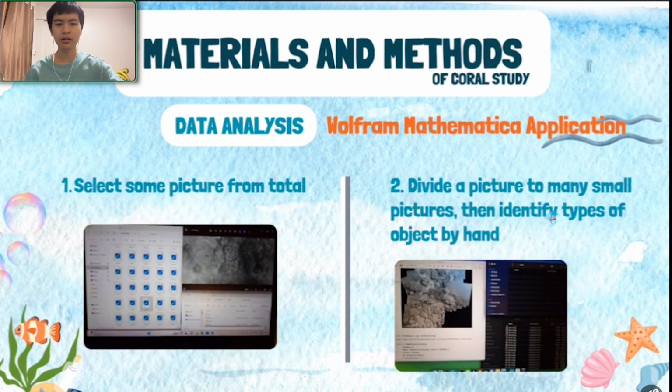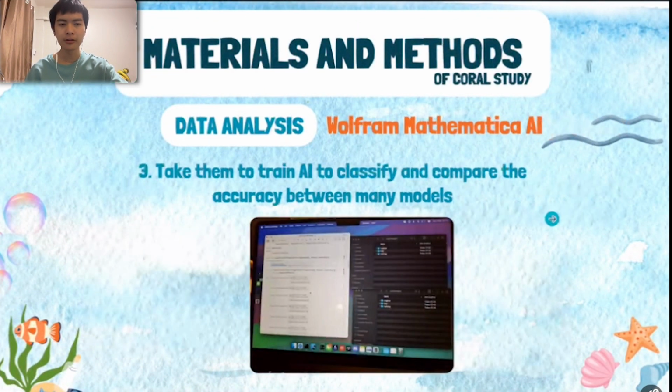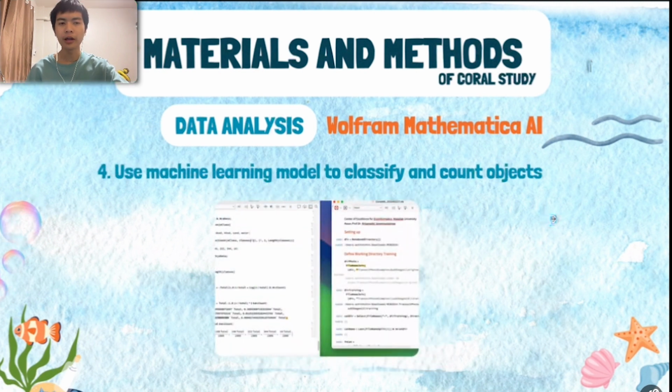And next is data analysis from the Wolfram Mathematica application. First, we select some pictures from the total. And next, we divide a picture into many small pictures, then identify types of objects by hand. And third, we take them to train AI to classify and compare the accuracy between many models. And finally, we use the machine learning model to classify and count objects.